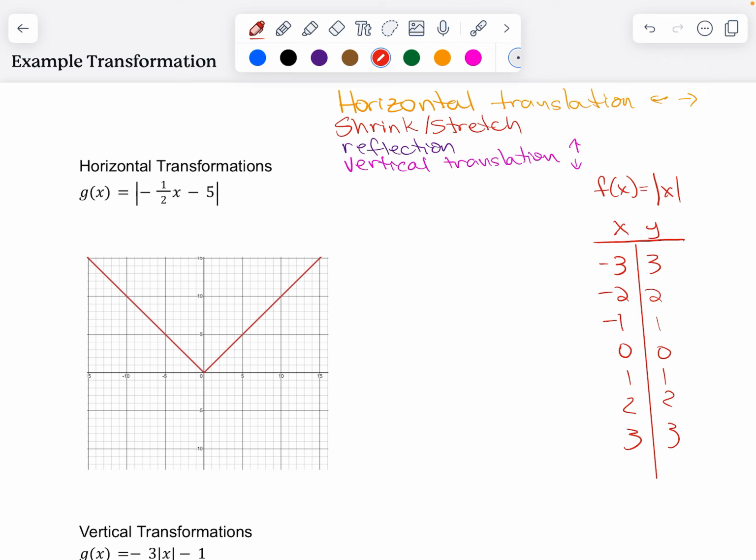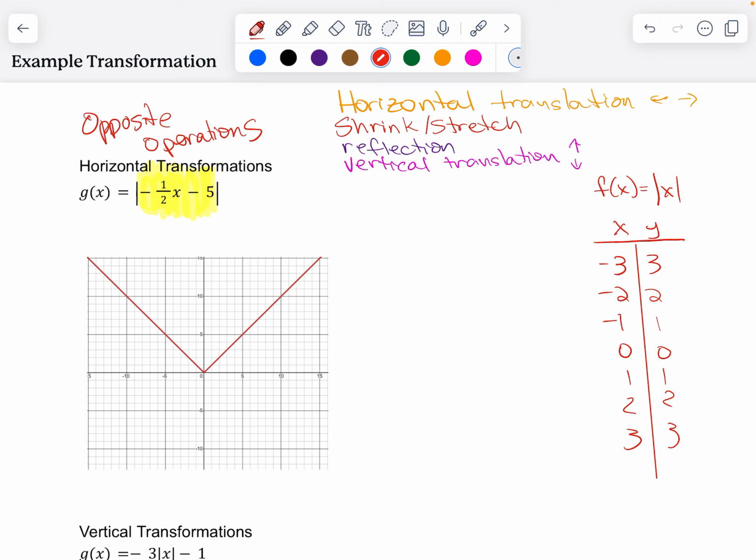Then we want to do a horizontal translation. So anytime we're dealing with horizontal, it's going to be on the inside of the absolute value. It's going to be inside. And when it's on the inside, we always do opposite operations.